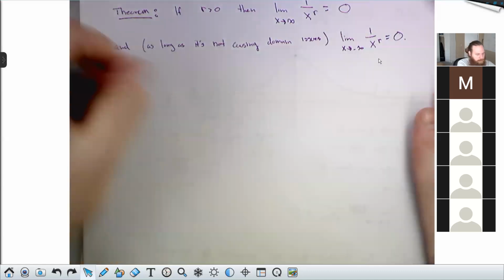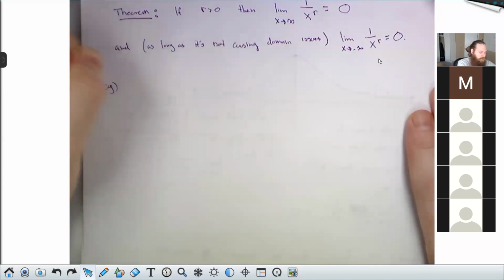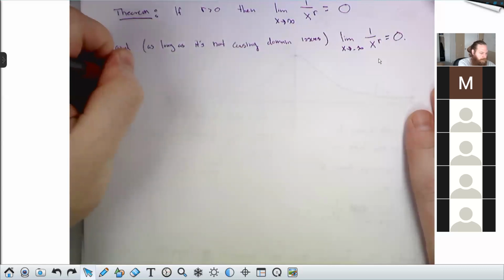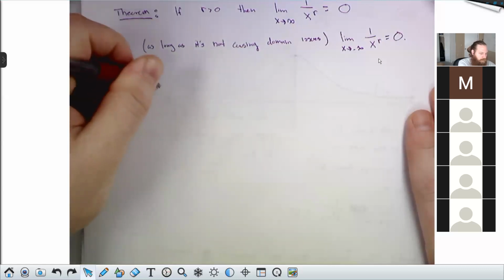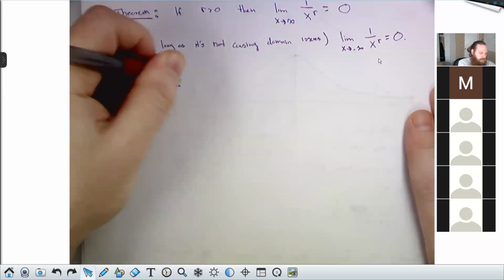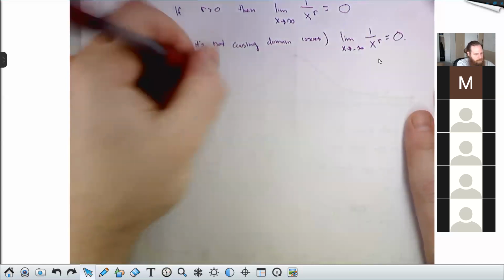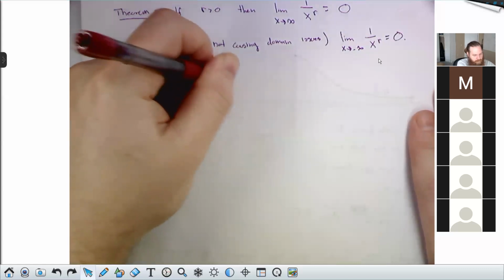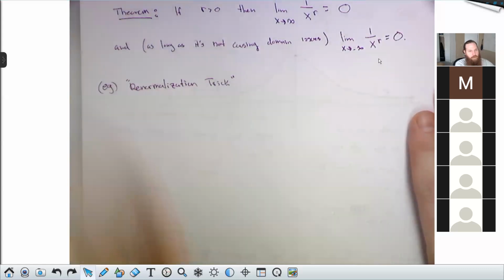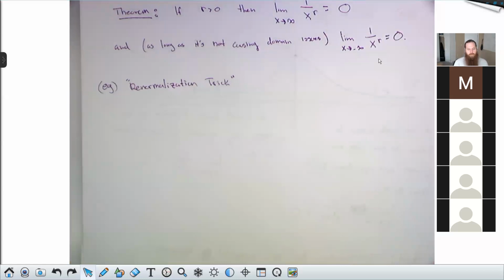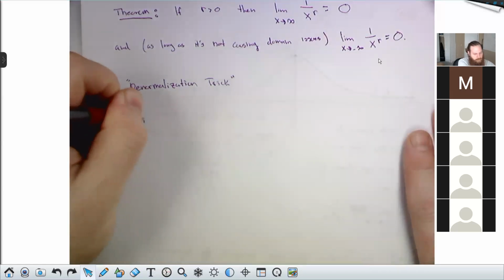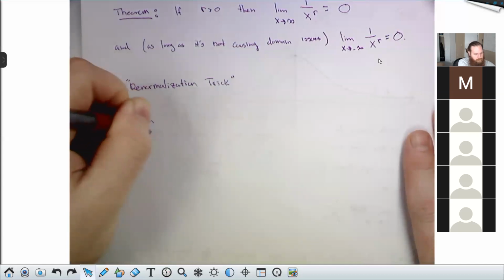I'm going to show you how we use it. This example is going to be an example of what we call the renormalization trick. Renormalization is a word I steal from physics, where they kind of set the speed of light to 1 and then divide through everything in all their calculations by the speed of light. So you just divide through everything by c, and it renormalizes your calculations to make things a little bit easier. And this renormalization trick is a trick for calculating limits at infinity.